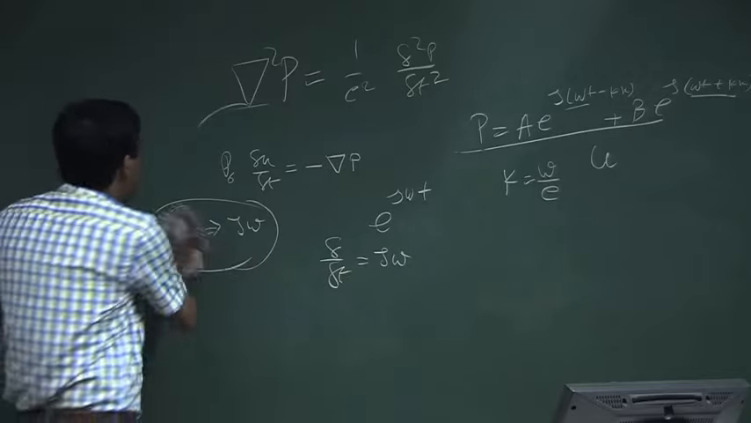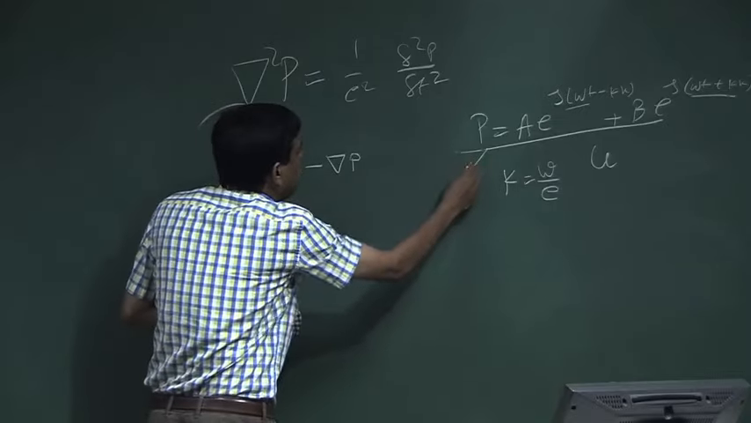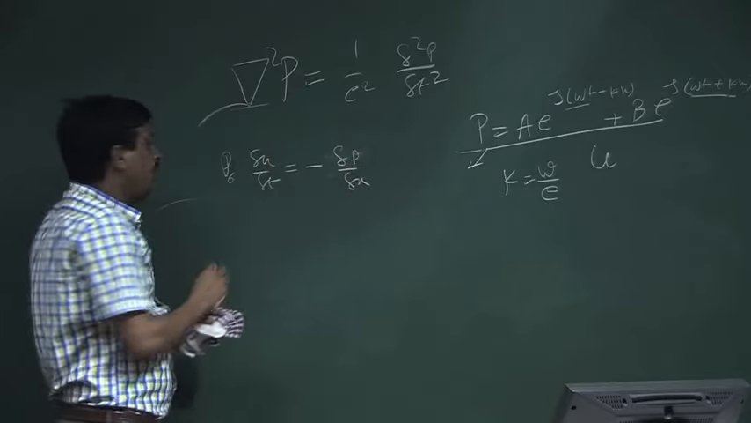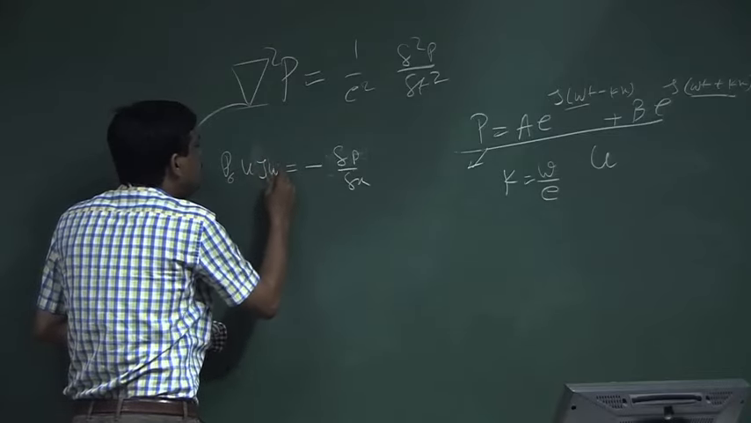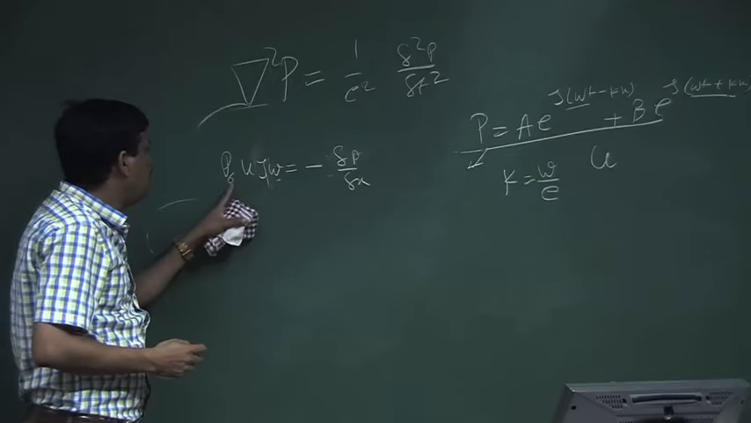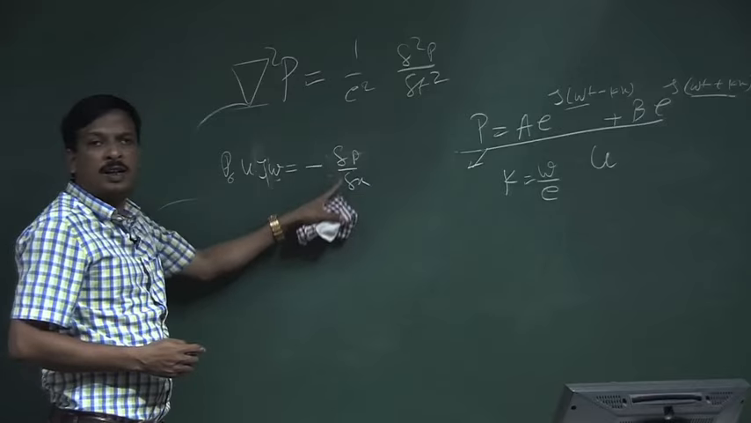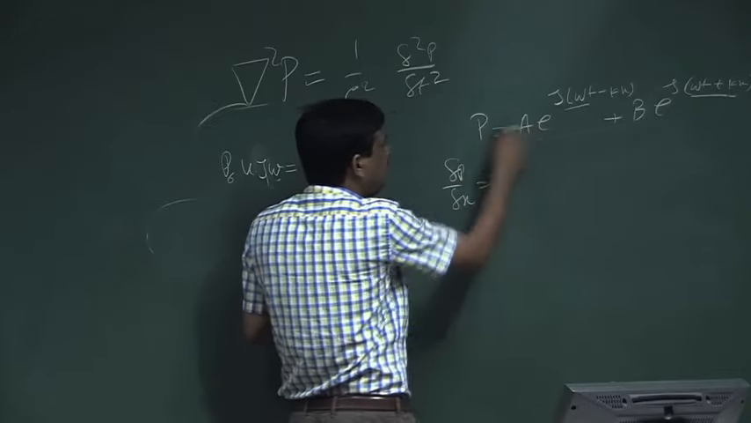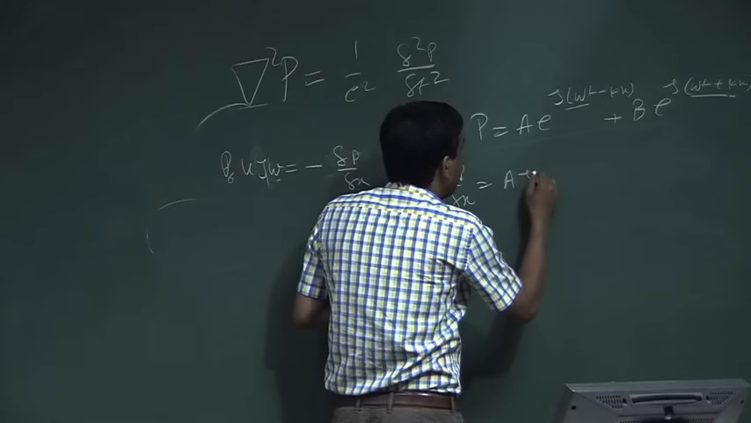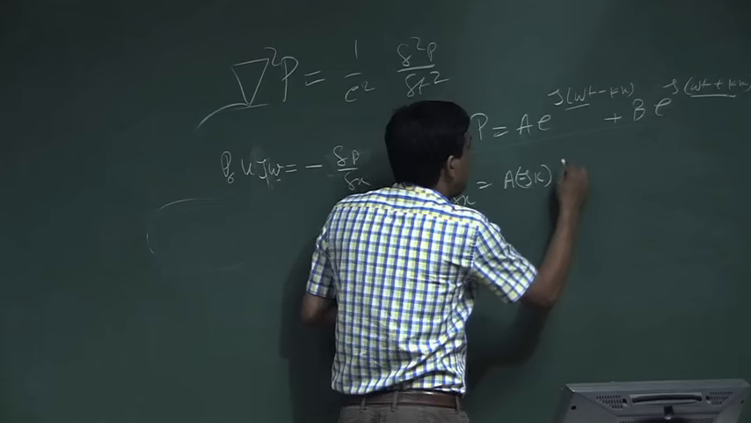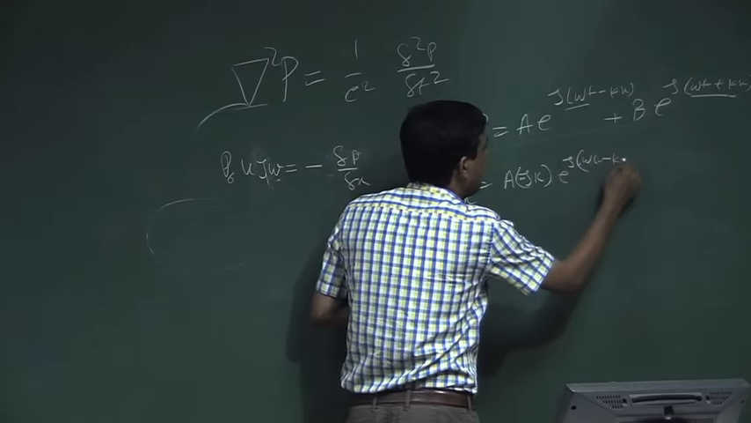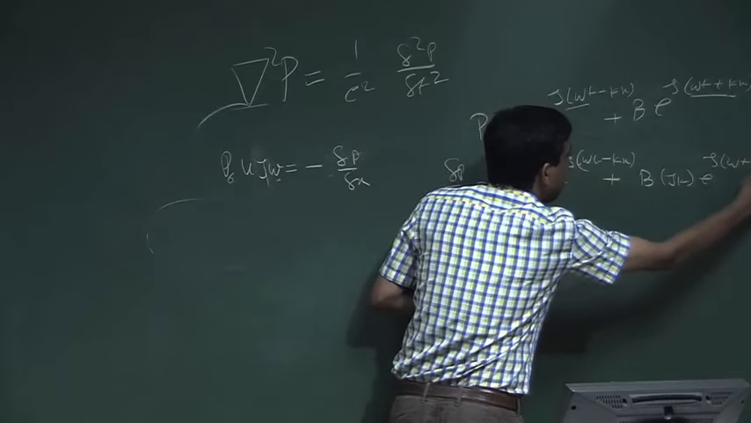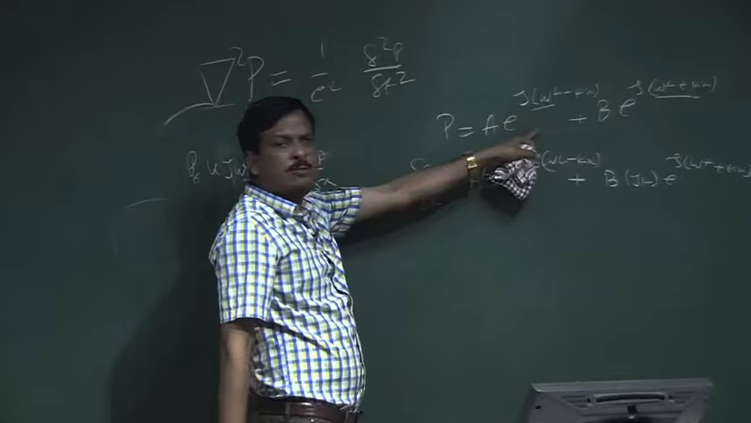So, since I have only the x direction, divergence means only d by dx. So, rho 0 u j omega is equal to minus dp by dx. What is dp by dx? If this is p, differentiating against x, it is minus a j k e to the power j omega t minus k x plus b j k e to the power j omega t plus k x. Okay? I take the simple differentiation of this equation.